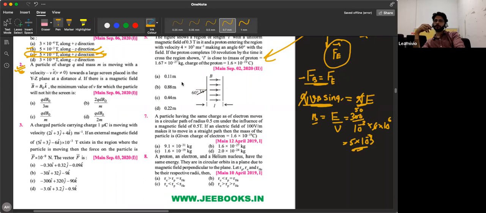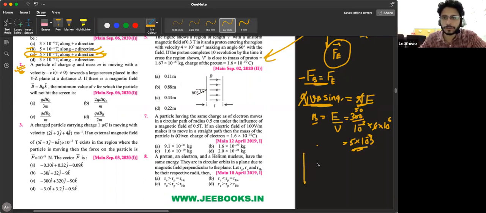So, the path of a charged particle in a magnetic field. After the magnetic Lorentz force, we did 4 cases. There was one case when the charged particle was moving perpendicular to the magnetic field, then the path was circular. R is mv by qB.